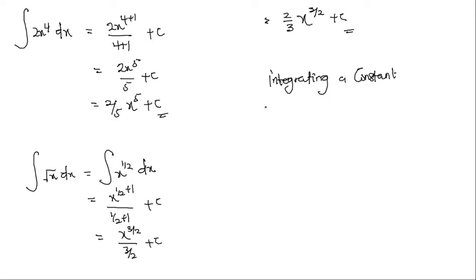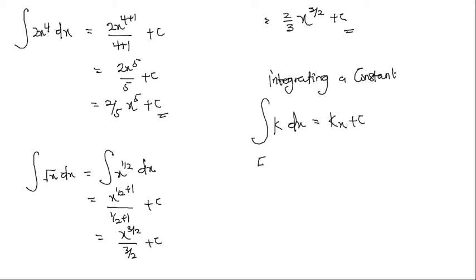Okay, so assuming we have a constant, let's say the integral of k, where k is our constant, and we are integrating it with respect to x. All we do is add x to the constant. So if we integrate a constant, it becomes kx, then we add c to it.